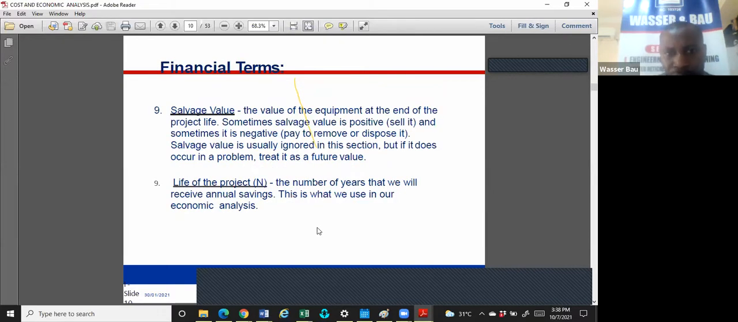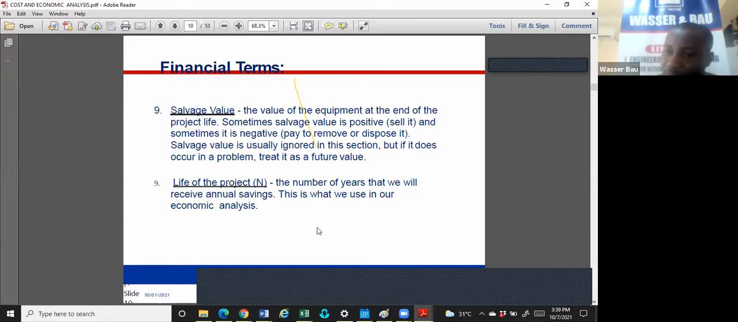Salvage value. What is salvage value? It is the value of the equipment at the end of the project life. So sometimes salvage value is positive if you can sell the equipment, and sometimes it is negative if you have to pay somebody to remove it or dispose of it. Salvage value is usually ignored in this section, but if it does occur in a problem, treat it as a future value.